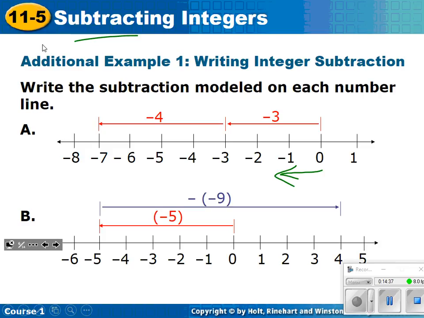Okay, this one. First one, we move to the left. We're going from 0 this way. Okay? So this is negative 5 minus. We got to move to the right, so it's got to be a negative number, doesn't it? According to our rules. Negative 9. Okay.